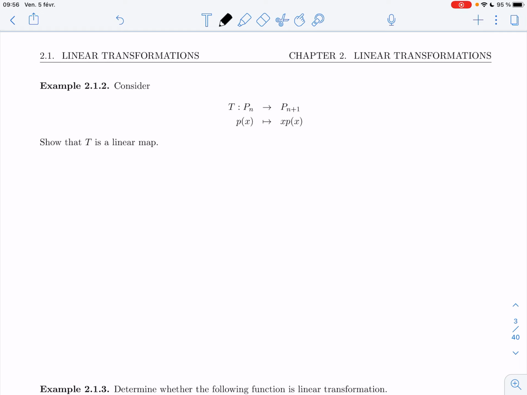Welcome back. In the last video, we defined linear transformation, and we are going to prove that more examples are linear transformations. So in example 2.1.2, we'll be looking at polynomials. I'm going to look at the map that sends p of x to x times p of x, from polynomials of degree n to polynomials of degree n plus 1 or less. All right, I want to show that T is a linear map.